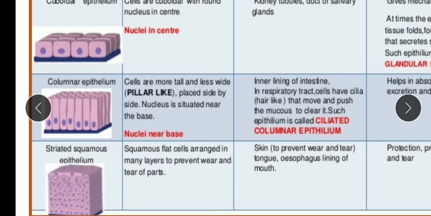Stratified, as I explained earlier, means it is made up of squamous flat cells arranged in many layers. Strata means layers. So arranged in many layers to prevent wear and tear of the parts. So here the epithelial cells are arranged in several layers or strata of similar or different kinds of epithelium cells.